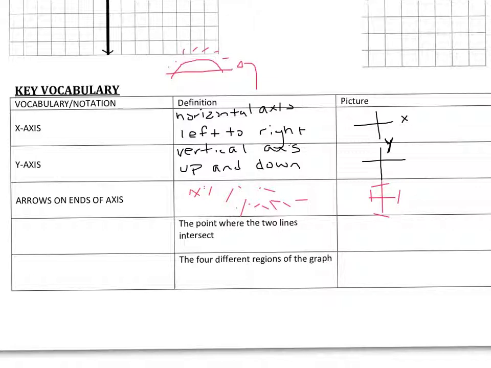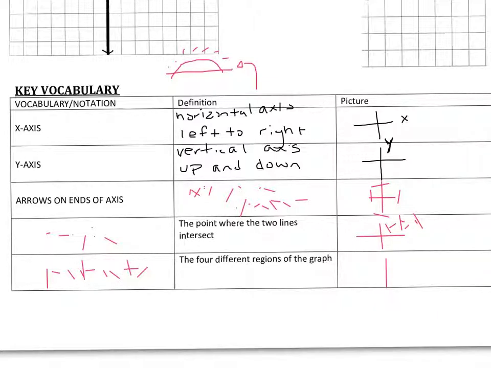Next vocabulary word says the point where the two lines intersect. We just talked about that. It is called the origin. Okay, and if you want to draw a picture for yourself, remember that's the point in the very middle. That's the 0, 0 point. That's the origin. And then lastly, the 4 different regions of the graph, those are called quadrants.